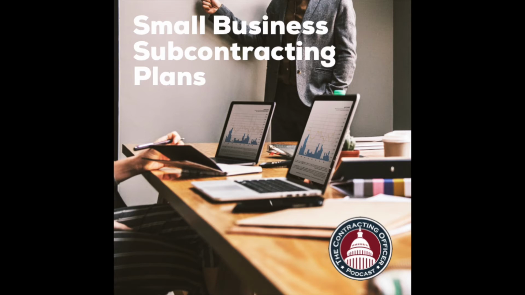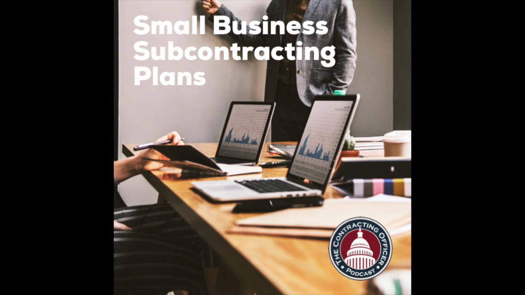FAR 19.702(a)(1)(i) tells us when a subcontracting plan is required. It says in negotiated acquisitions, if your contract is expected to exceed $750,000, or $1.5 million for construction, and it has subcontracting possibilities, the winner has to submit an acceptable subcontracting plan to the contracting officer. So if you're selected, if you won the competition, you submit a subcontracting plan.